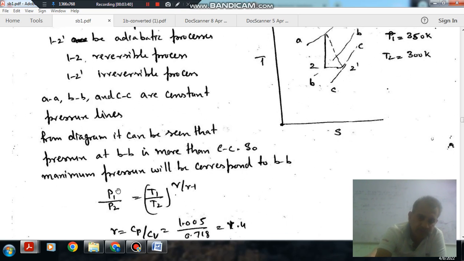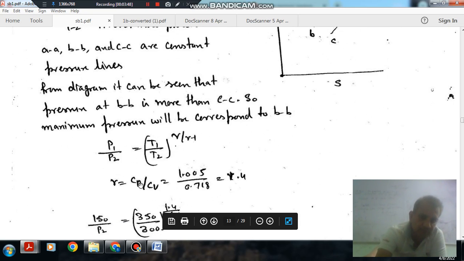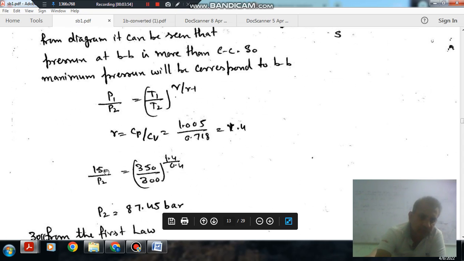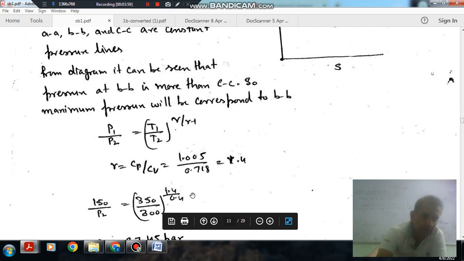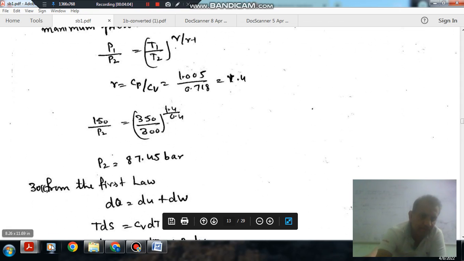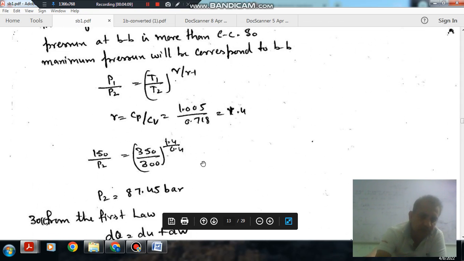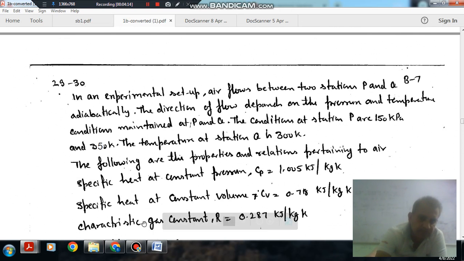Now P1 is your 150 kPa and T1 is your 350 Kelvin, and T2 is your 300 Kelvin. Using the isentropic relation, P1 by P2 is equal to (T1 by T2) raised to gamma divided by gamma minus 1, and gamma is your Cp by Cv. Cp is given as 1.005 and Cv is 0.718, so gamma is 1.4. From this we can find P2 is 87.45 kPa. This is the answer of the first question, and option B is the answer.